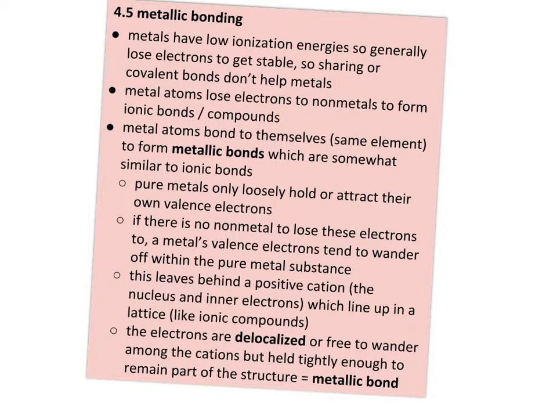The electrons then are delocalized or free to wander among the cations. And it's really kind of a free-for-all as to whose electron belongs with who, because electrons are all identical. Okay, so they're free to wander among the cations and bring greater stability to the whole structure, but they're not held so loosely that they actually wander off. So that's what a metallic bond looks like.